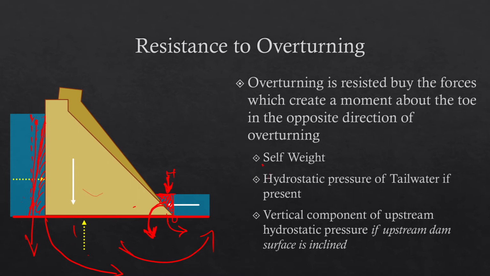So it is basically resisted by self weight, hydrostatic pressure of tailwater, and the vertical component of upstream hydrostatic pressure if the upstream dam surface is inclined. If it is vertical, then this portion will not be there.